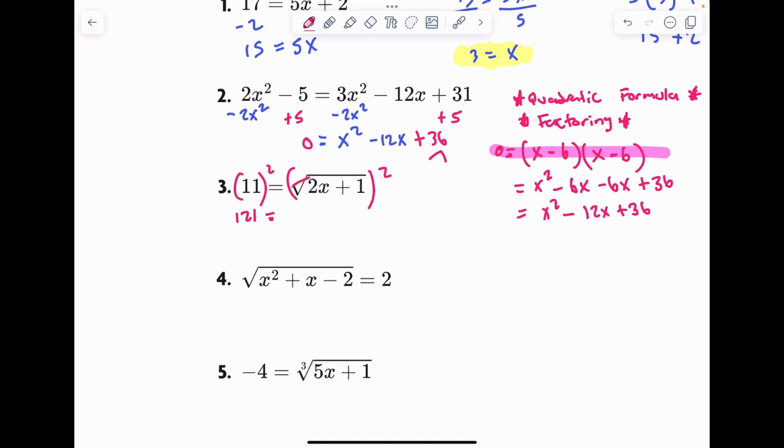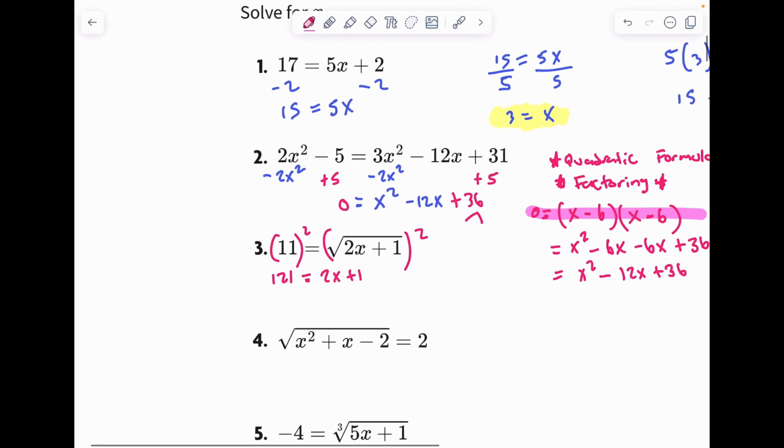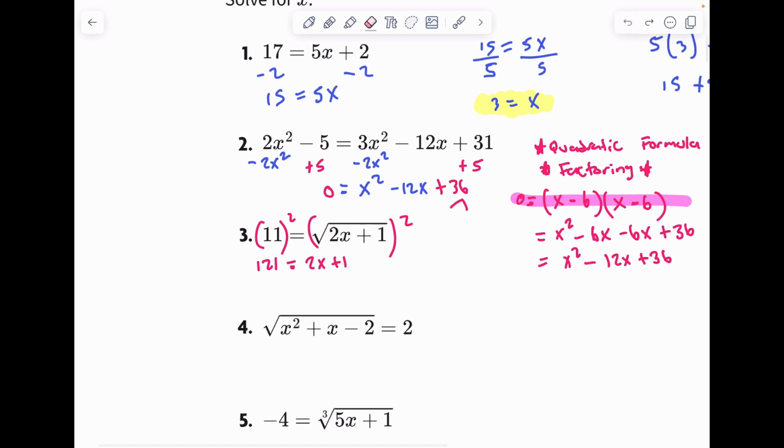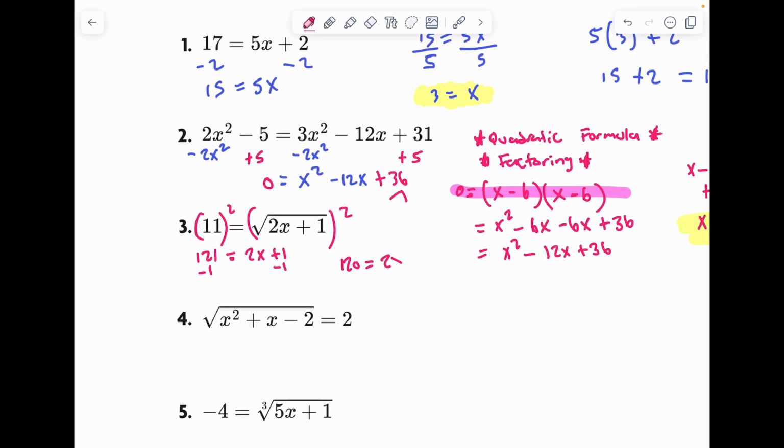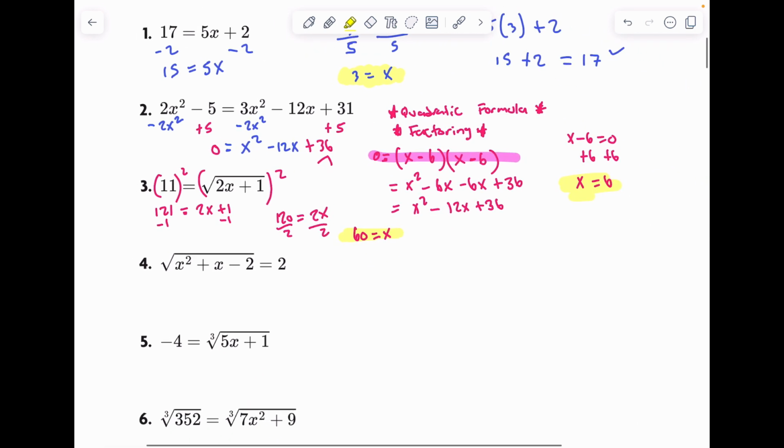Well, this square root and this power of 2, they cancel each other out, right? So I get left with 2x plus 1, and I kind of just go ahead and solve now, right? So it goes back to problem number 1. Minus 1 on both sides, so I get 120 is equal to 2x, and then dividing by 2 divided by 2, I get that 60 is equal to x. So that's my third solution, okay?